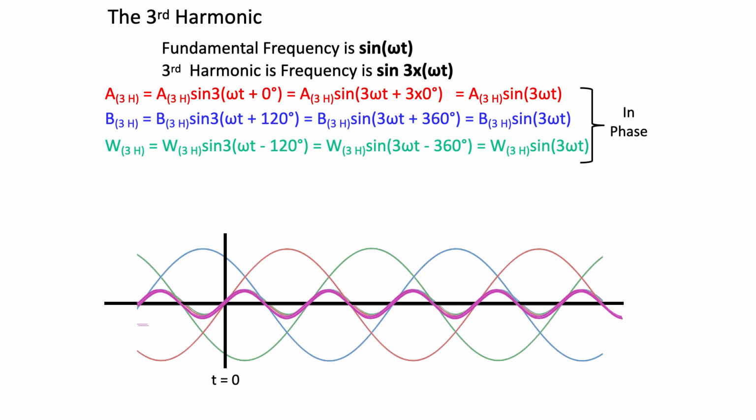Now, remember what I said, that the magnitudes of the third harmonics are all equal too, so that the third harmonic frequencies are all in phase, and you can see them plotted one on top of the other in the time domain graph at the bottom of the page.